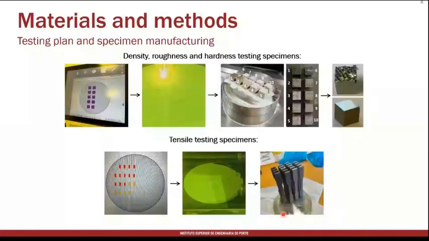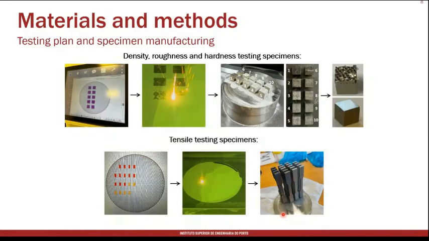In this slide, we can see some details about the testing plan and the fabrication of the specimens. We fabricated two types of specimens. First, we have cubic specimens for the density, roughness, and hardness tests. We can see here one set of specimens being printed, and we have also tensile testing specimens, which are dog-bone specimens used for tensile testing.